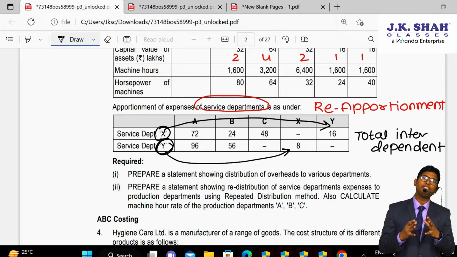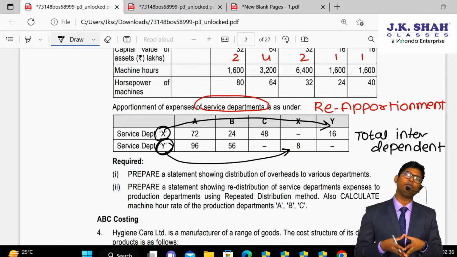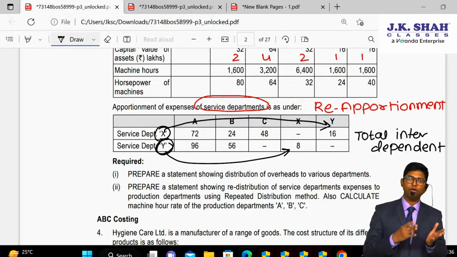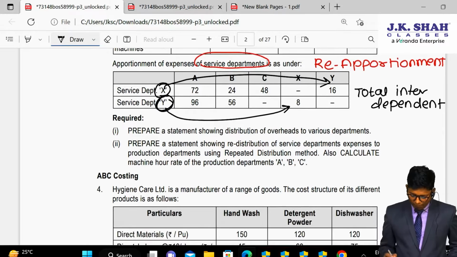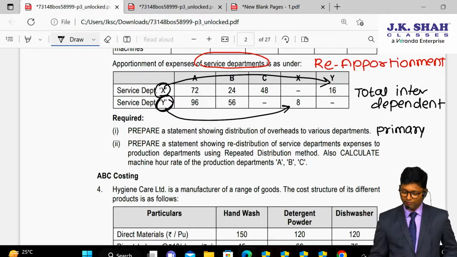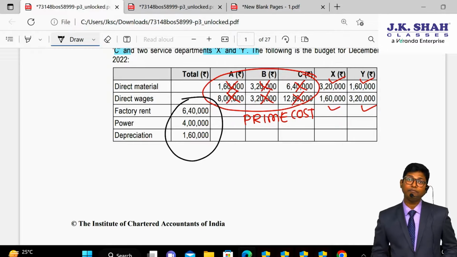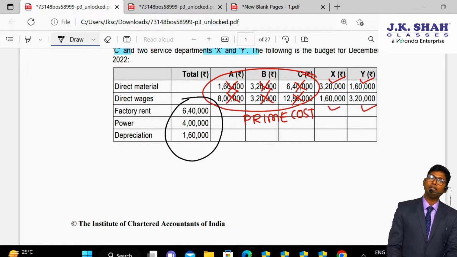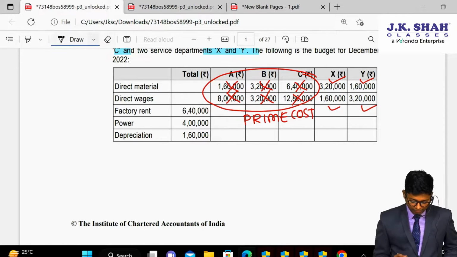First, we should always check which method is asked in the question, and if method is not specifically asked, then you are having liberty to solve the sum by using either method. Let's read what is asked. Point number 1 says, prepare a statement showing distribution of overhead to various departments, and the statement is called as primary distribution, where this all unapportioned overhead, we need to bifurcate by using the ratio, and ratios to be considered are given in the question.